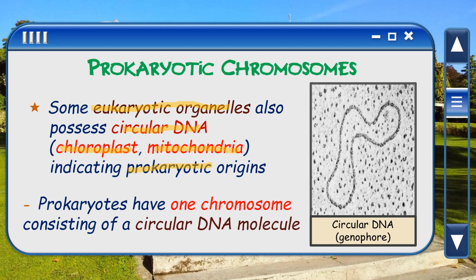Prokaryotes have one chromosome, and this one consists of a circular DNA structure. We have already seen it here. This structure is their DNA. So they have only a circular DNA molecule, and this circular DNA molecule is the one that we call the gonophore.